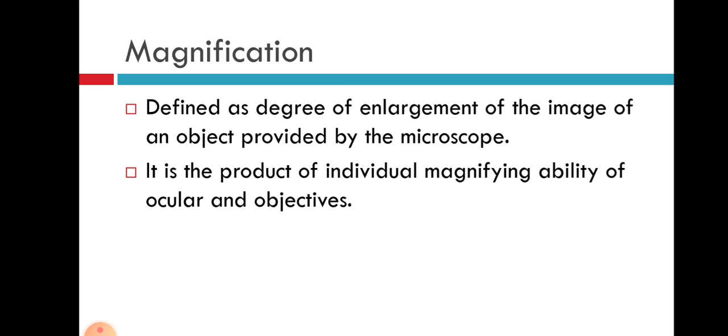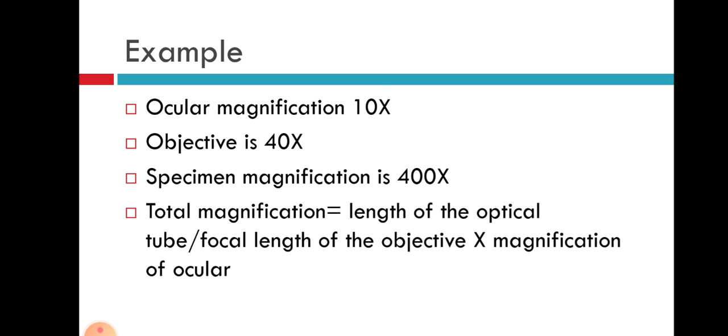Next, moving on to magnification. Magnification is defined as the degree of enlargement of the image of an object provided by the microscope. It is the product of the individual magnifying ability of the ocular and objective lenses. For example, if the magnification of your ocular lens is 10x and the objective lens is 40x, the total magnification is 400x. 10 into 40 is equal to 400x.